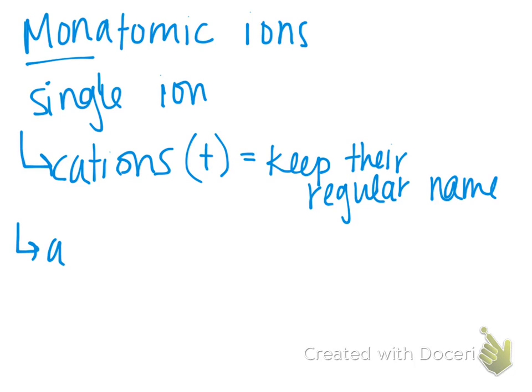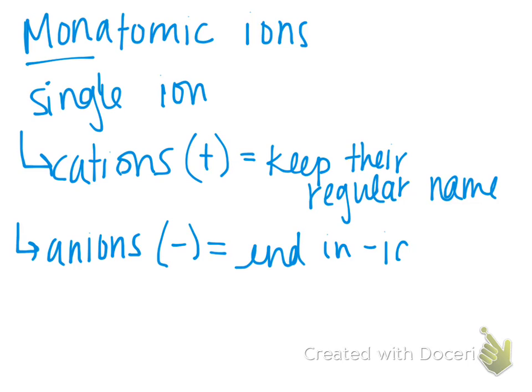Anions, those are negatively charged particles. They keep the root of their name, but they end in IDE. Okay? So look on your periodic table of ions. All of these guys on the right, it's no longer fluorine or chlorine or bromine, right there. Fluoride and chloride and bromide.